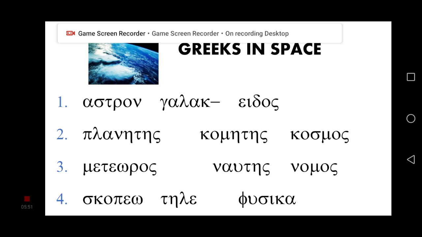Number 4, scopeo, is to kind of see or examine. And we get scope from that, as in telescope and microscope. Tele is far away. And physica is where we get physics from. Physis is kind of nature of the natural world. So we've got some astronomical words that are connected with the Greek language.